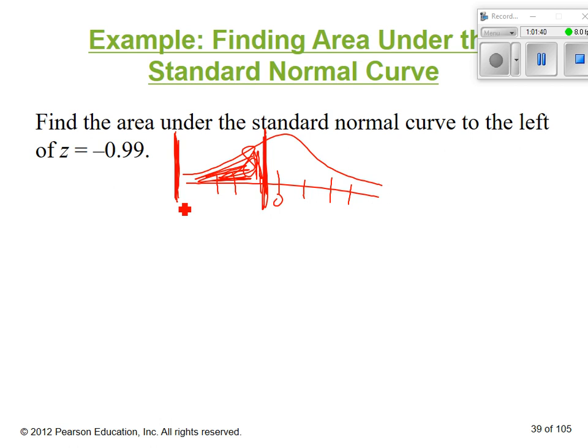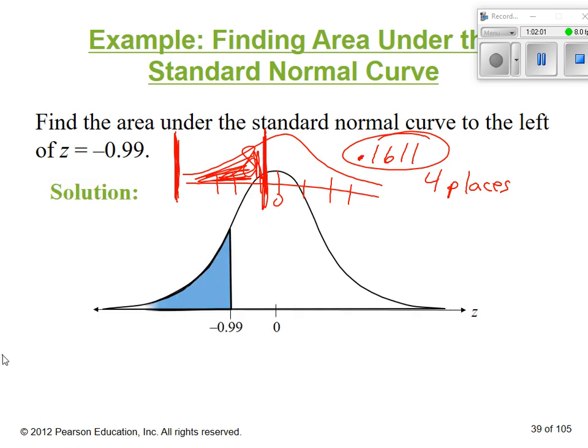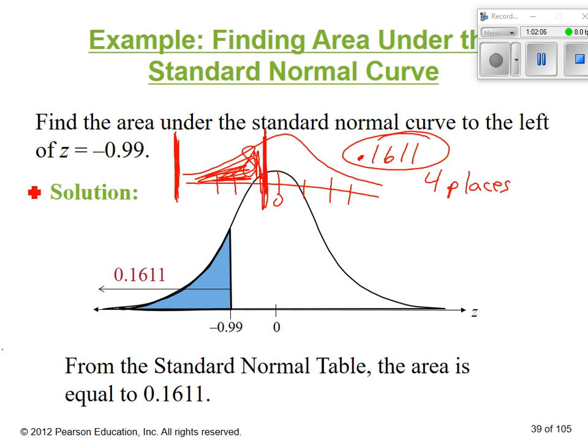And it tells me, well, that didn't look right, 0.1611. Usually we'll go out about 4 places on these. So go out 4 decimal places, that's about normal finding these areas. Hopefully that ends up being about right. Otherwise I'm gonna look stupid.